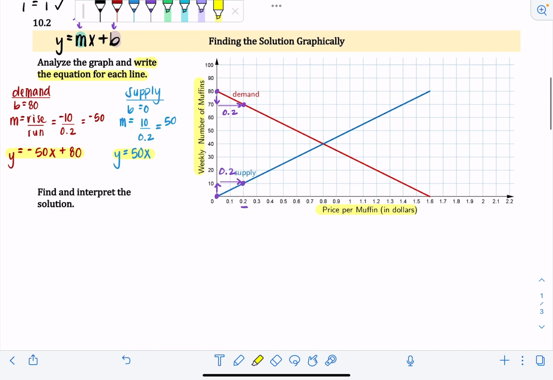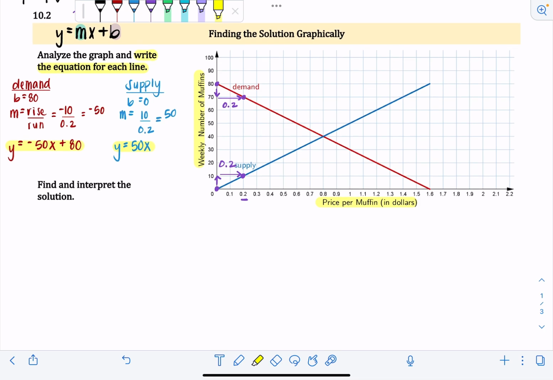And then for the second part, find and interpret the solution, we're looking for the intersection point, which is right here. That point is at 0.8 on the x-axis, and it's at 40 on the y-axis. So it's the point (0.8, 40).